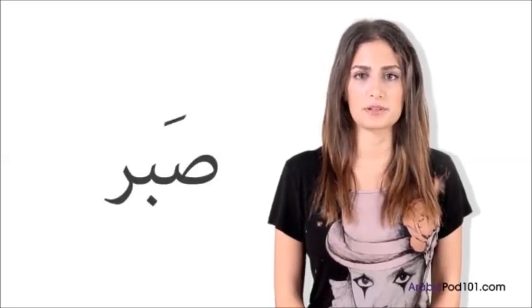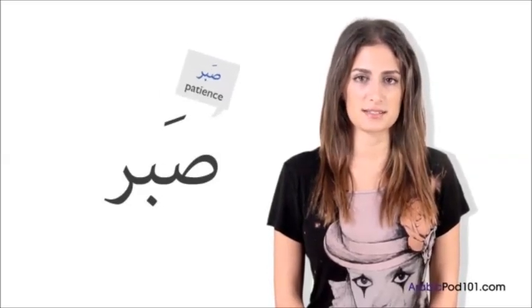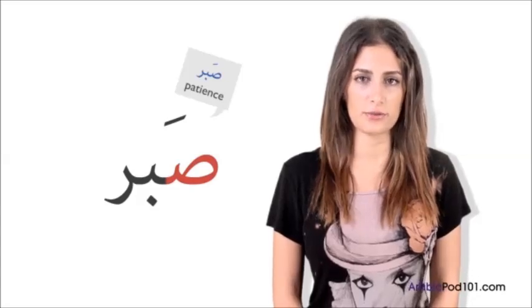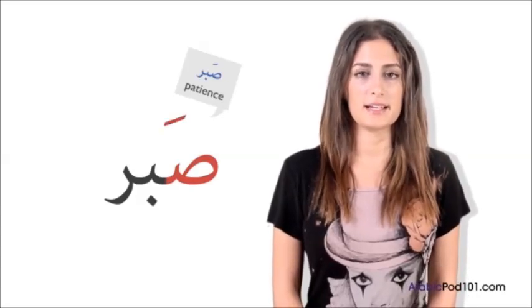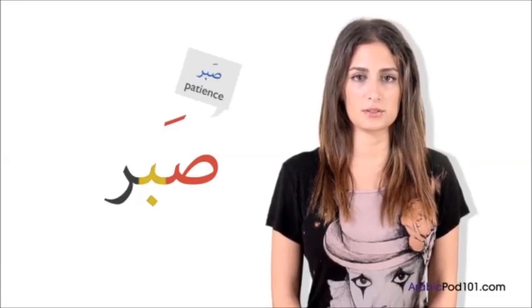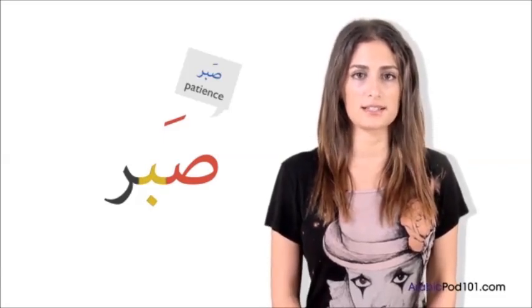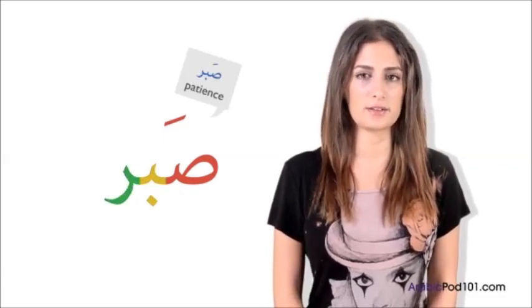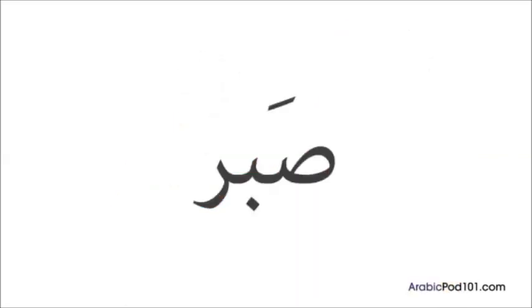Now, let's learn two new words which use the letters we've learned so far. Our first word is sabr. It means patience. Sad is in the initial form with a fatha on top. Then we have the ba in the medial form without voweling, connected to ra in the final form. Here's how to write it. Sabr.